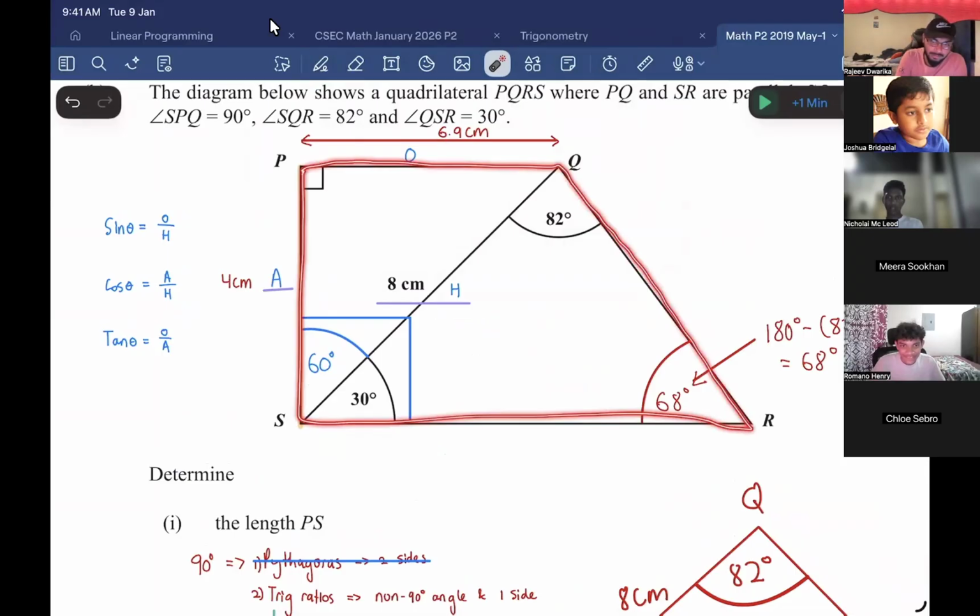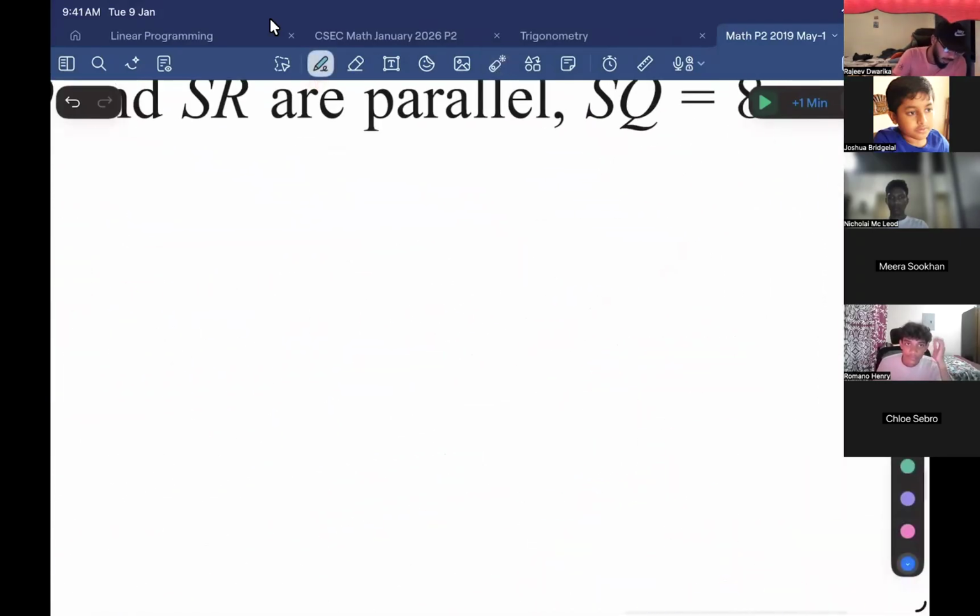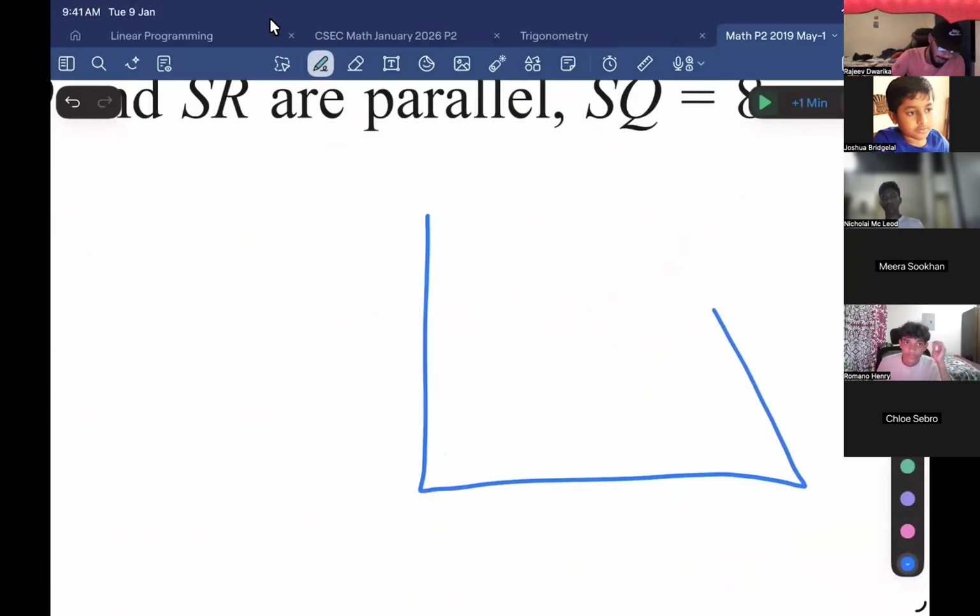A trapezium, sir. How many of you knew that it was a trapezium? If you didn't know, tell me, that's fine. I knew it was a trapezium. Okay, good. Let's recall what the formula for the area of a trapezium is.